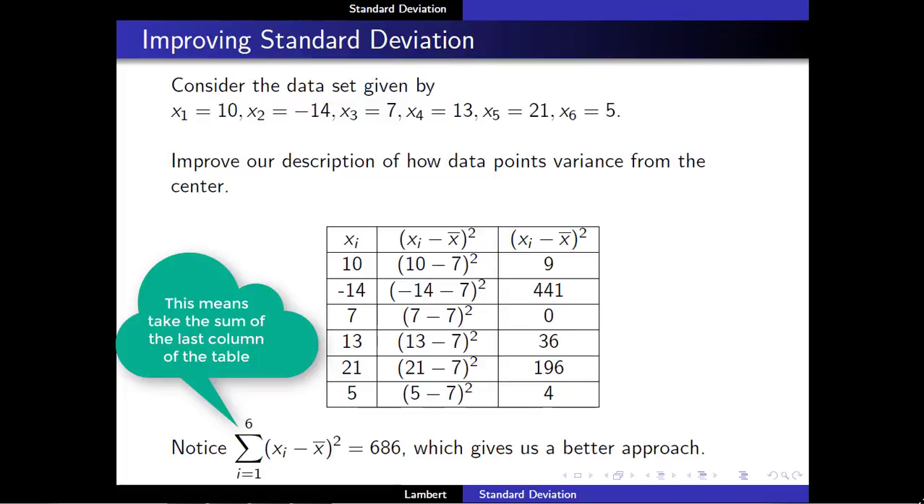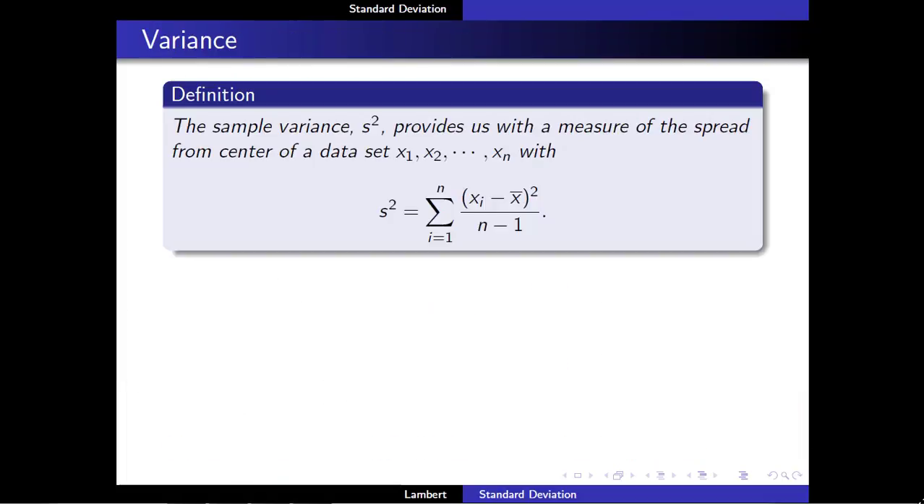So when we look at the sum of the last column, if you had 9, 441, 0, 36, 196, and 4, you get 686. And so this gives us a better approach. This leads us to our definition that we're going to talk about, and it's called the sample variance.